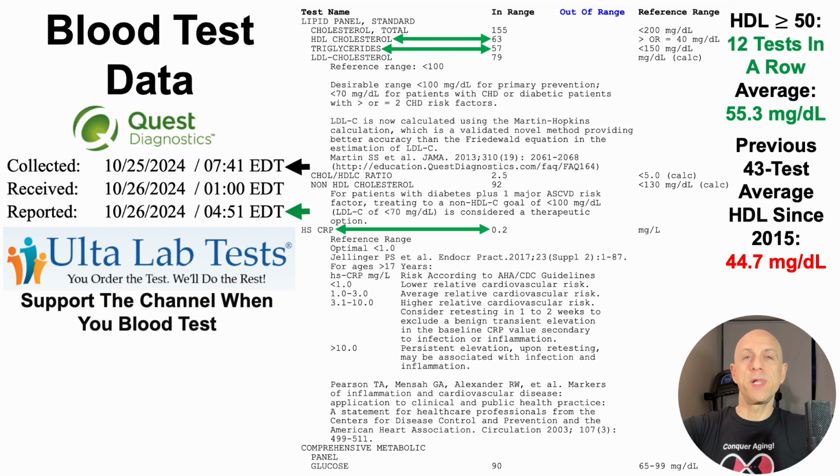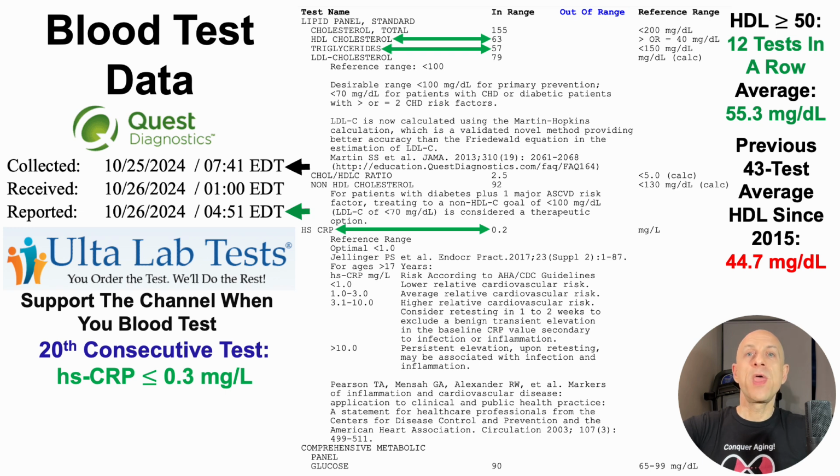HSCRP at 0.2 milligrams per liter. This is now 20 tests in a row where my HSCRP is less than the lab's limit of detection, less than 0.3 milligrams per liter, or less than or equal to 0.3 milligrams per liter.